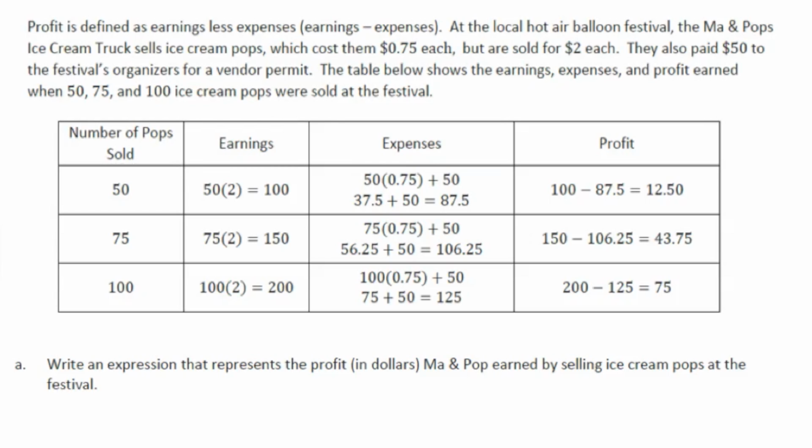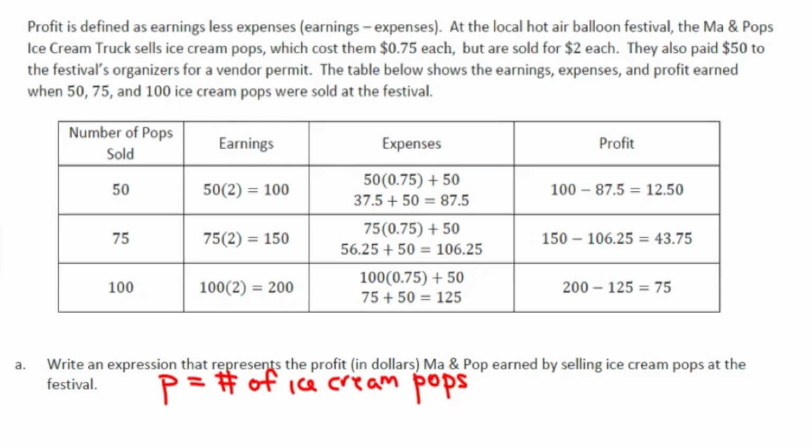Write an expression that represents the profit in dollars Ma and Pop earned by selling ice cream pops at the festival. So we're given information about selling 50 pops, 75 pops, and 100 pops, but in this case, we want to know the profit earned for selling any number of ice cream pops. So let's let P be the number of ice cream pops.